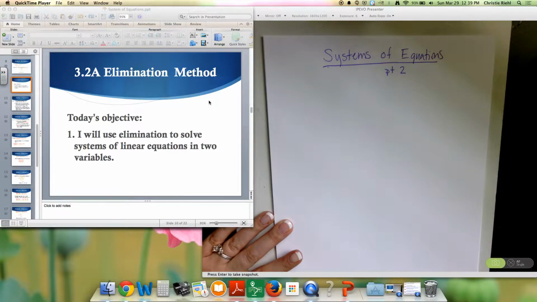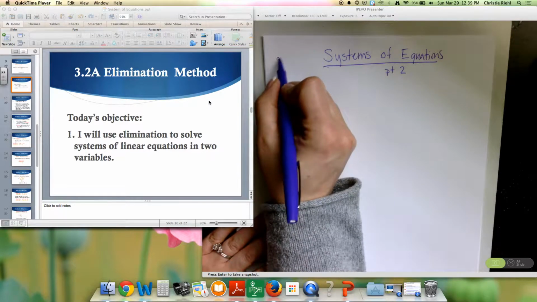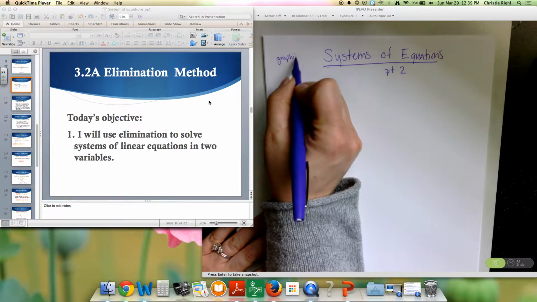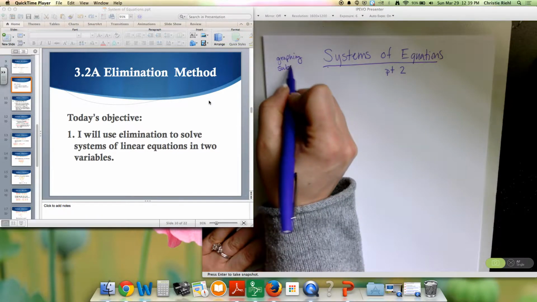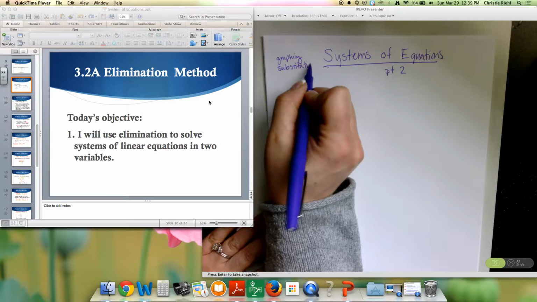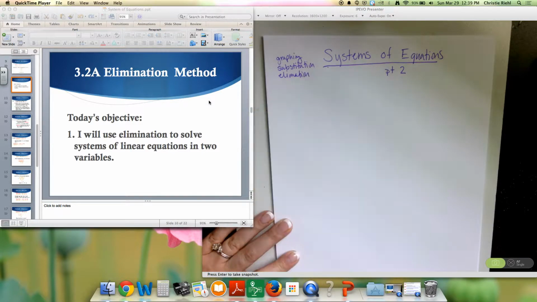All right, so now for part 2 of systems of equations, we talked about graphing, solving a system with graphing, solving a system through substitution, and now we're going to solve using elimination. And so elimination, when you've eliminated something, it's disappeared. Okay? So that's what we're going to work on today.